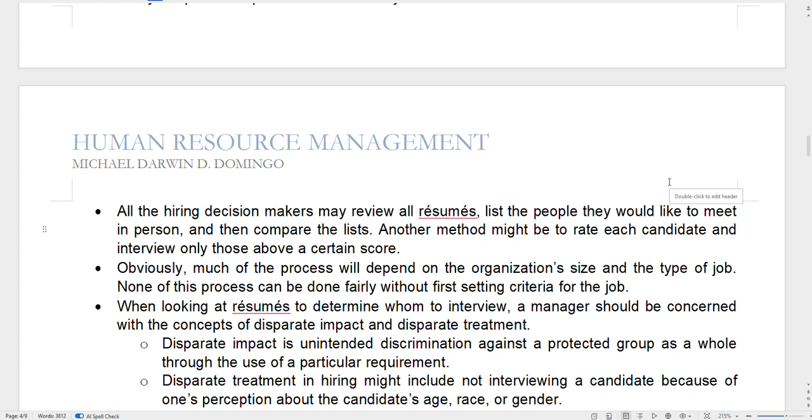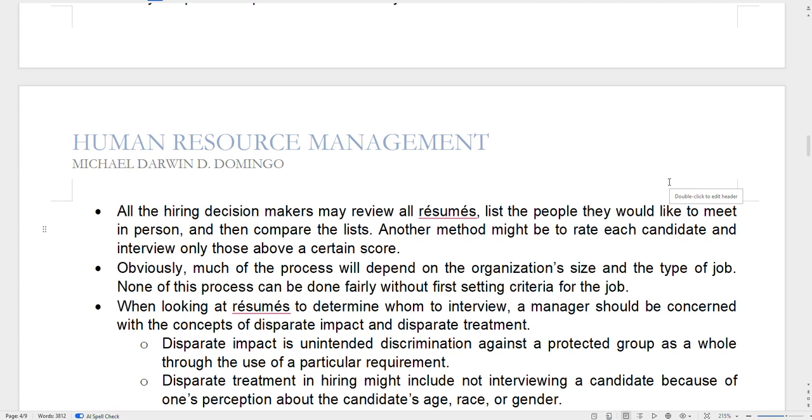Okay. So when looking at resume, to determine whom to interview, a manager should be concerned with the concept of disparate impact and disparate treatment. Okay? Disparate treatment or disparate impact. So, disparate impact is unintended discrimination. Take note, unintended discrimination against protected group as a whole through the use of a particular requirement.